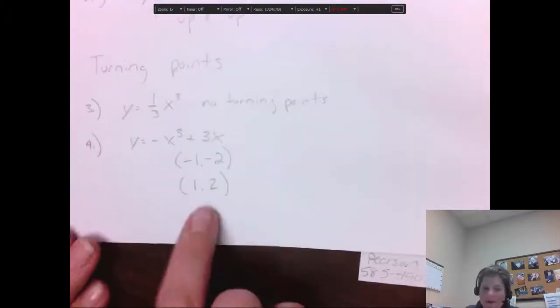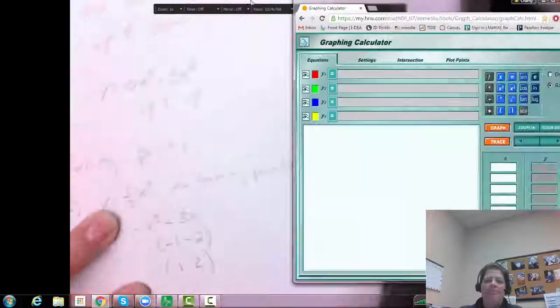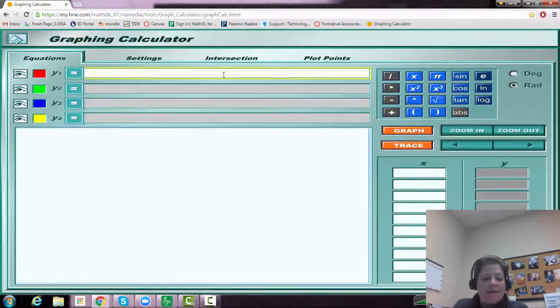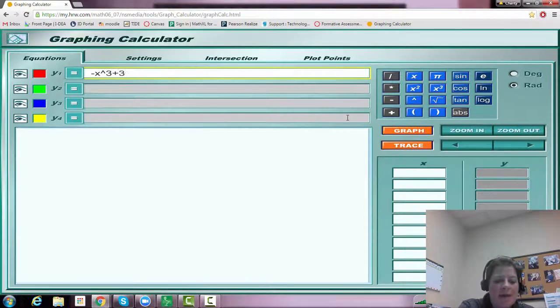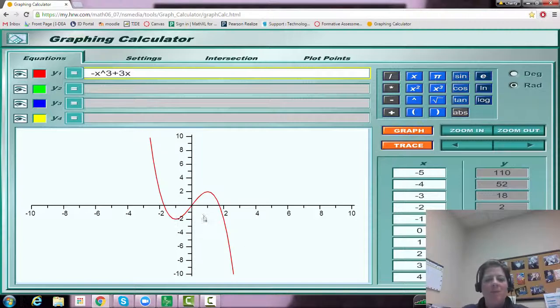If you use the graphing calculator that looks like this, if you put in negative x to the third power plus 3x and graph this, the way that you do it in this one, again looking for this point, is you push trace, and here's where he starts at 0, 0, and I just move him over to here, as close as I can get. And the point is listed here.